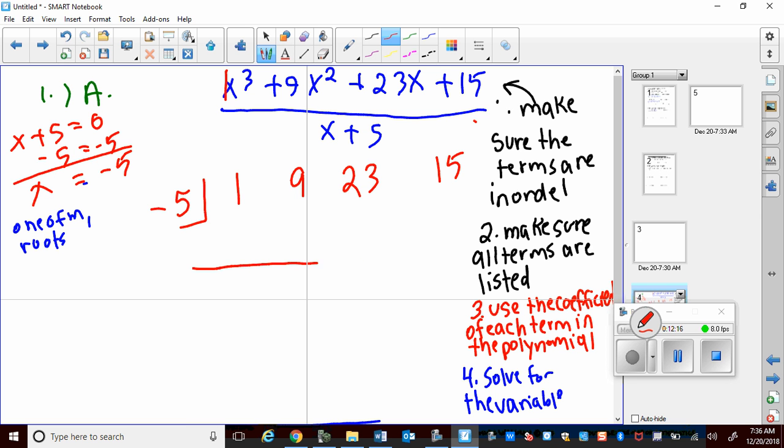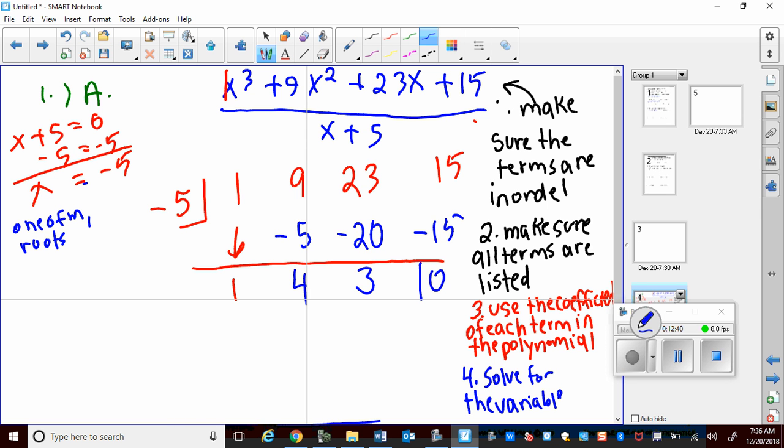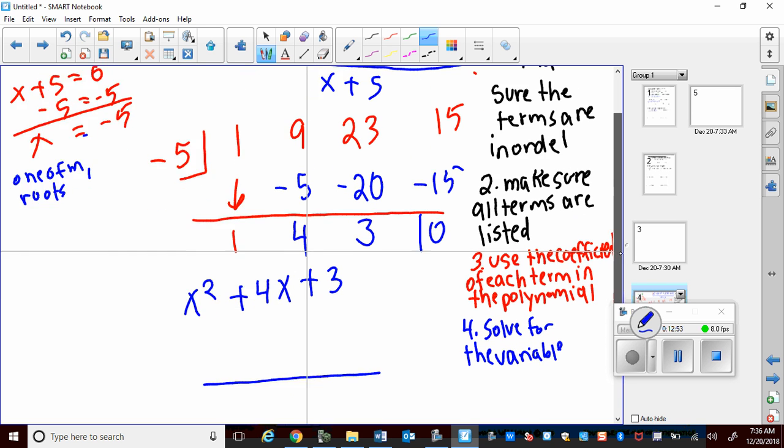Okay, draw my line. And then the 1 comes down, right? And 1 times negative 5 is negative 5. 9 minus 5 is 4. 4 times negative 5 is negative 20. That gives me 23 minus 20, or positive 3. And then 3 times negative 5 is negative 15. And here, I actually have no remainder. My polynomial ends up being x squared plus 4x plus 3. Now I'm not done. I have to factor this polynomial.